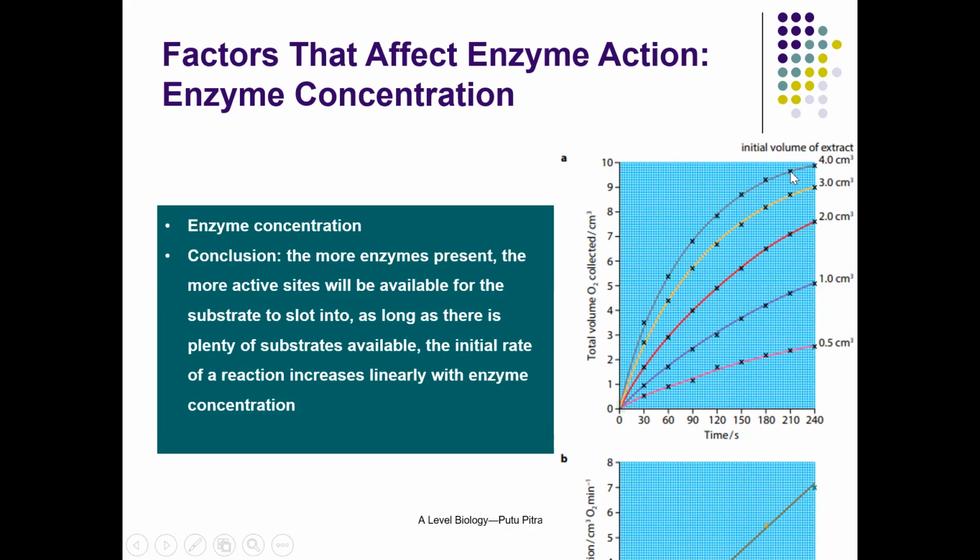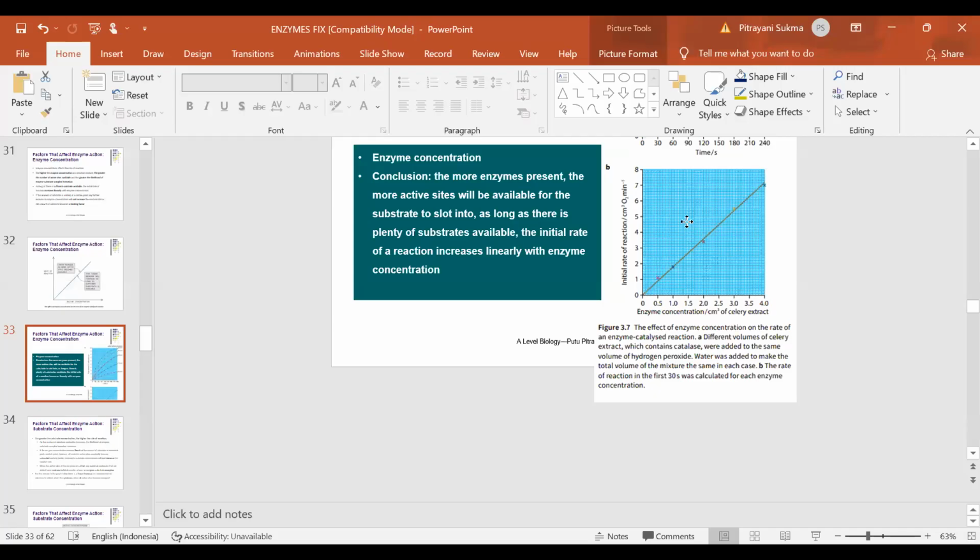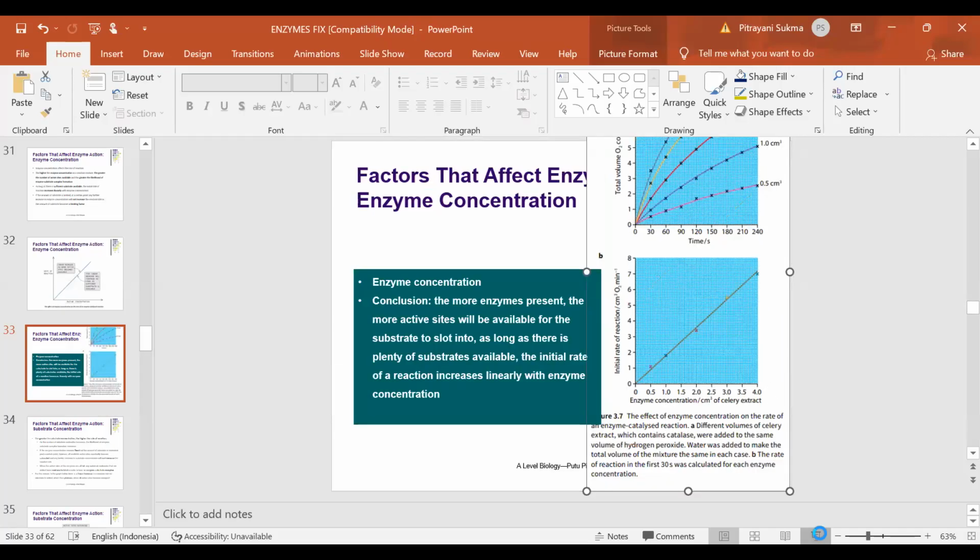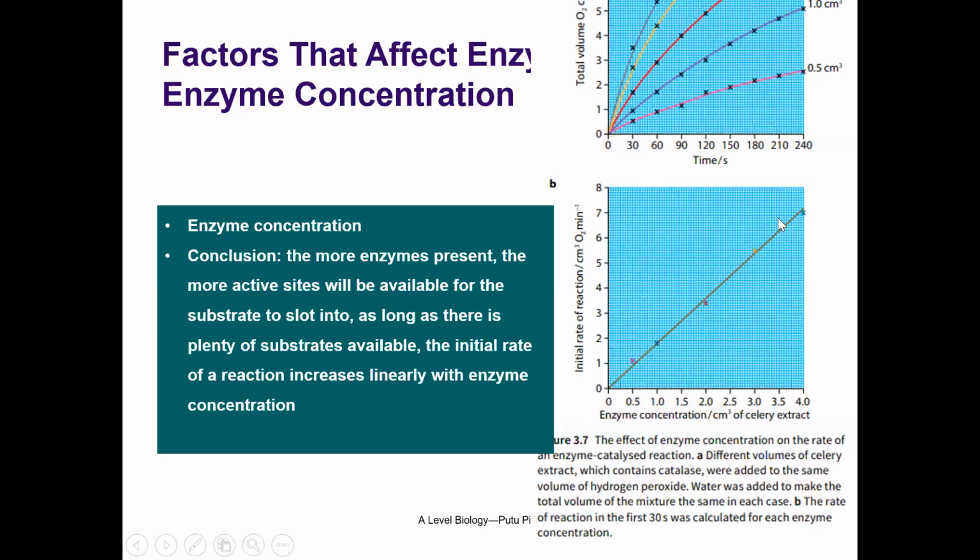Why does it become constant? Because the amount of the substrate has already become limited. It has already broken down into the product. Because there is no substrate left, the activity of the enzyme slows down, as there is no substrate available to become the product. But if you just see the initial rate of the reaction, we can see the shape of the curve increases linearly. As long as there is substrate available, the more enzyme we give to the reaction, the more active sites available, so the higher the initial rate of the reaction.